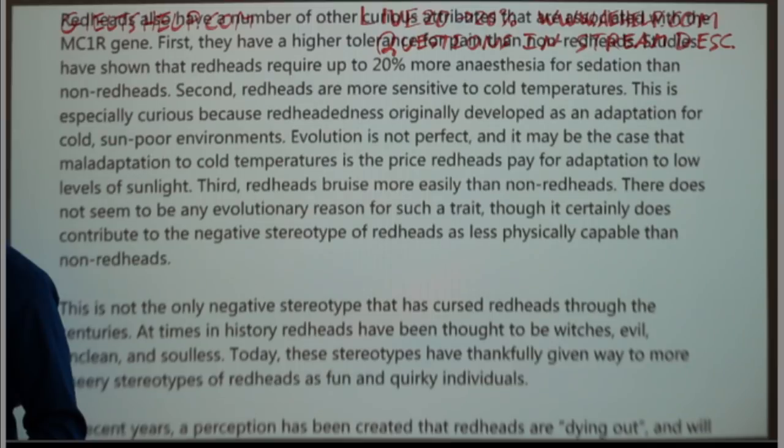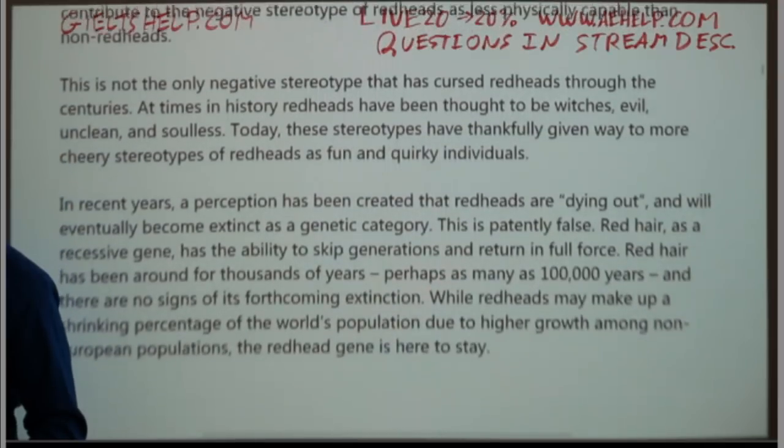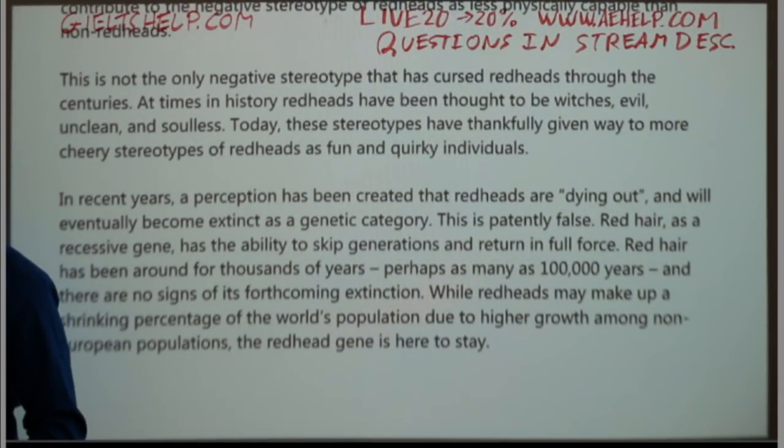Third, redheads bruise more easily than non-redheads. There does not seem to be any evolutionary reason for such a trait, though it certainly does contribute to the negative stereotype of redheads as less physically capable than non-redheads. This is not the only negative stereotype that has cursed redheads throughout the centuries. At times in history, redheads have been thought to be witches, evil, unclean, and soulless. Today, these stereotypes have thankfully given way to more cheery stereotypes of redheads as fun and quirky individuals.